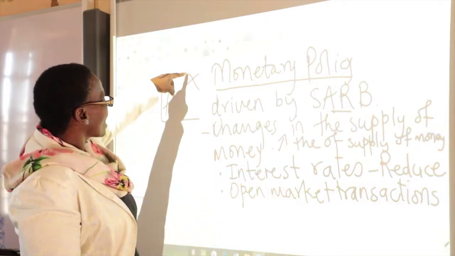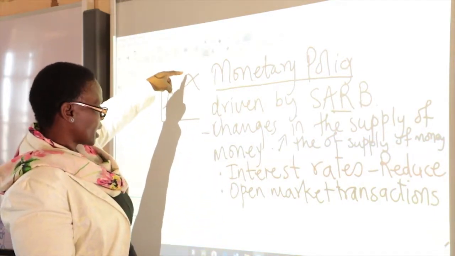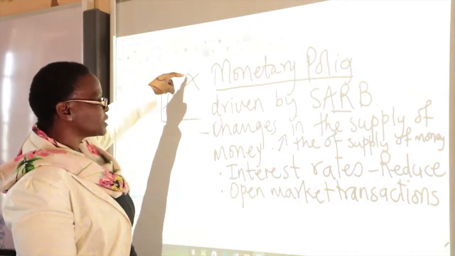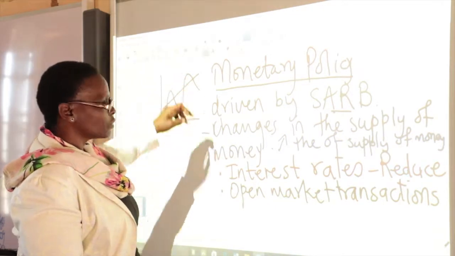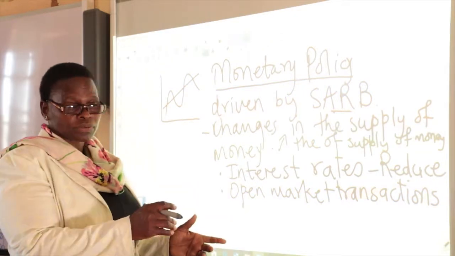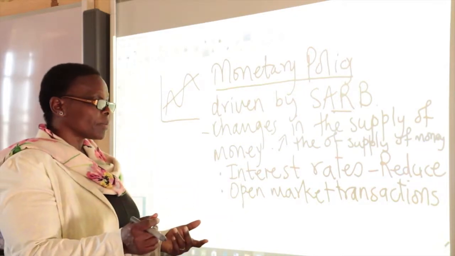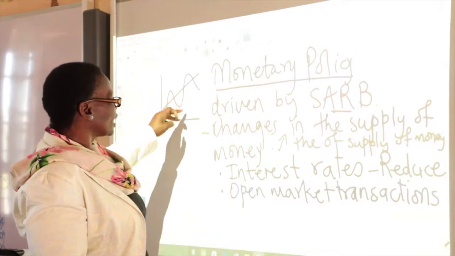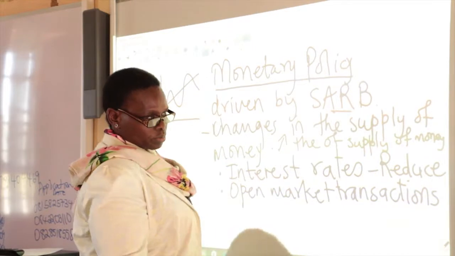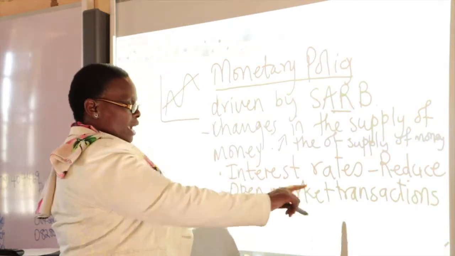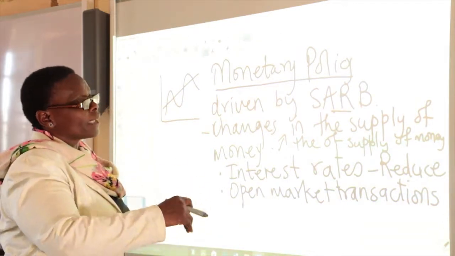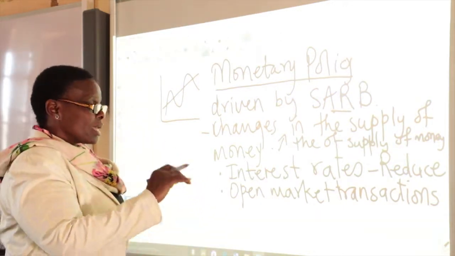So we would apply contractionary measures when we are experiencing inflation in the economy, and that would suppress demand and we would combat inflation. But in this instance, because we want to achieve economic growth and economic development, we would only be looking at the expansionary. So we said interest rates will be reduced, and open market transactions, we said, is where the South African Reserve Bank either buys or sells government stock.